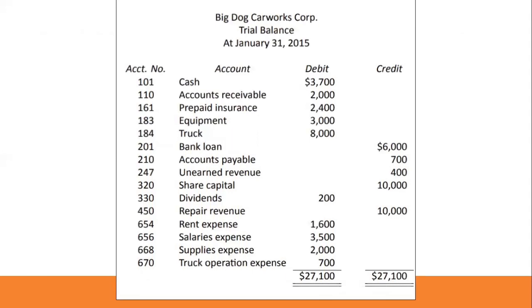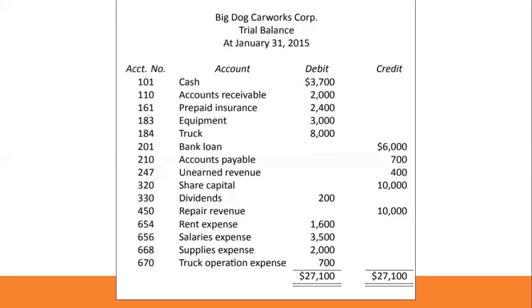So as you can see in our sample trial balance, the company name is Big Dog Car Works Corporation, followed by the name of the statement. In this case, we have trial balance, and we have the time frame or duration at January 31st, 2015. Now, if you can notice, in our first column, we have the account numbers. For the second column, we have the different accounts, okay? For the third column, we have the debit side. And for the final column, we have the credit.